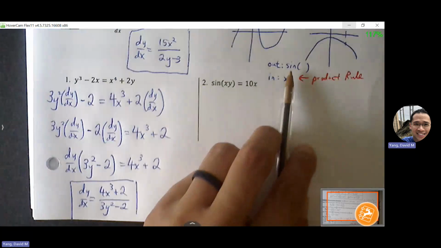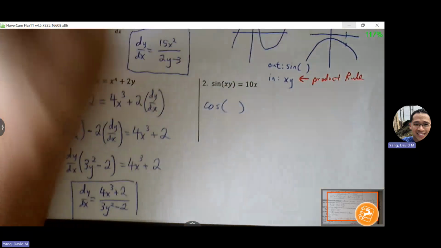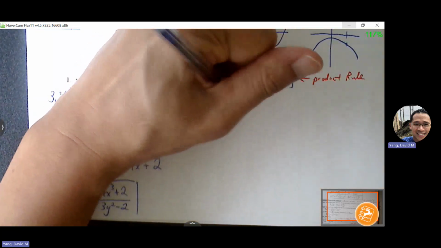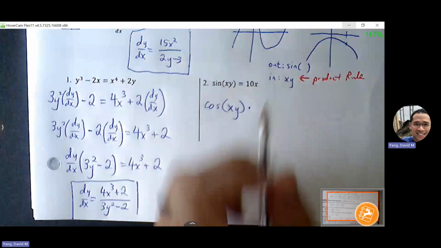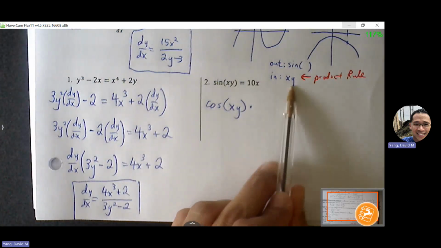What's sine's derivative? Cosine. So cosine parentheses, what goes in here? Just xy, right? We don't do product rule yet, not until we're ready for its own space. Okay, so now we can do product rule, right?